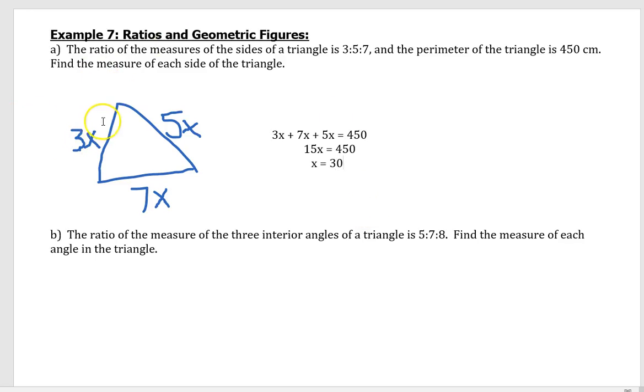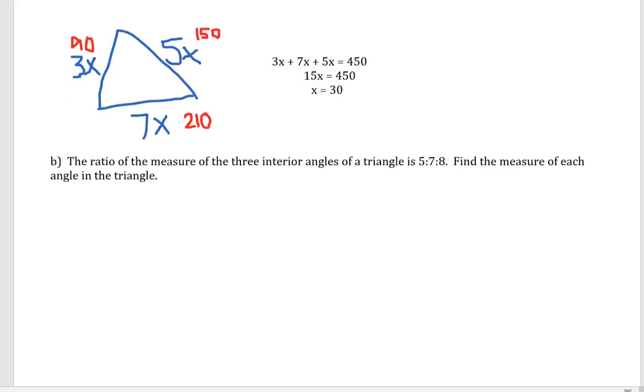And if I want to find the side lengths here, I need to just plug that back in. So 3x, that side, is going to end up being 3 times 30. So this side, 3 times 30 would be 90. 5 times 30 would be 150. And 7 times 30 is going to be 210. And if you guys want to check that out to make sure it adds up to 450, 90, 150, and 210, it should check back out to add up to the perimeter they gave us.